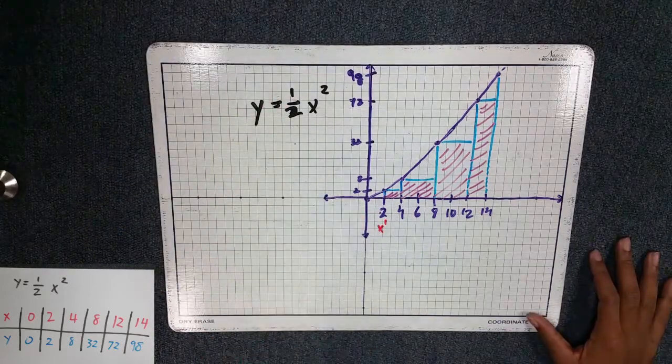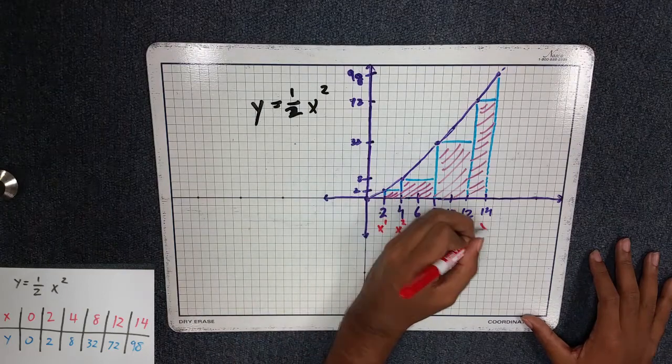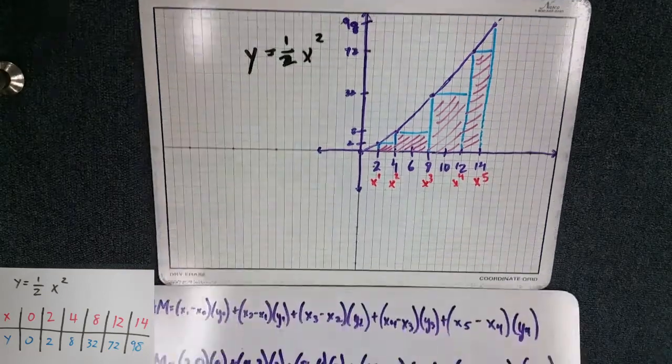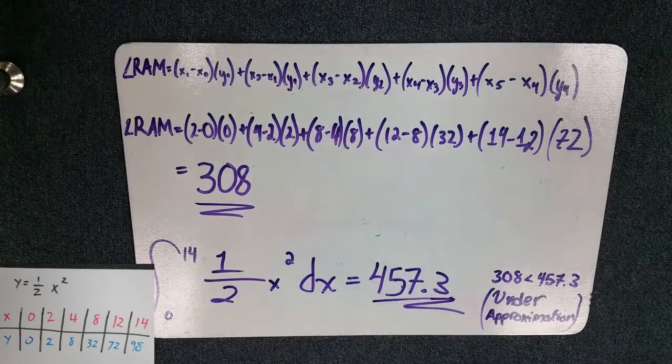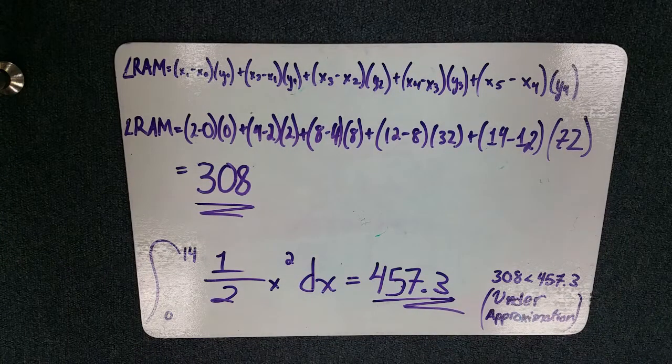This can be represented as x1 minus x0 times y0 plus x2 minus x1 times y1 plus x3 minus x2 times y2 plus x4 minus x3 times y3 plus x5 minus x4 times y4. The difference in x values is the step size and the y values is the height. For this problem, it would be 2 minus 0 times 0 plus 4 minus 2 times 2 plus 8 minus 4 times 8 plus 12 minus 8 times 32 plus 14 minus 12 times 72, equaling 308.